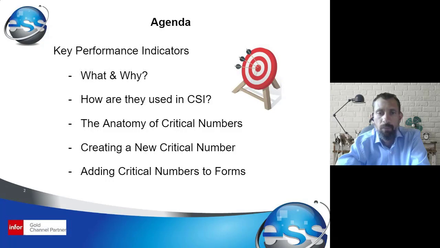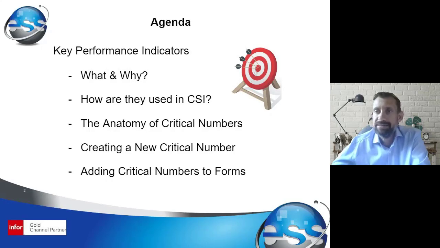CSI, which are critical numbers, the anatomy of critical numbers, so basically the main components that drive the critical numbers module within the system. We're also going to jump into a live demo, and I'm going to show you what the look and feel of critical numbers are, as well as how to create a new critical number from scratch, as well as how to add a critical number as a gauge to an existing form within CSI. And really that's where the true power of KPIs and critical numbers come into play.